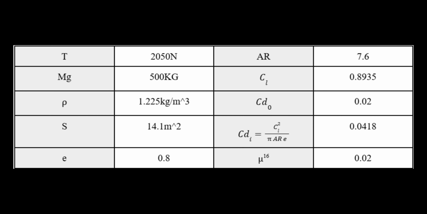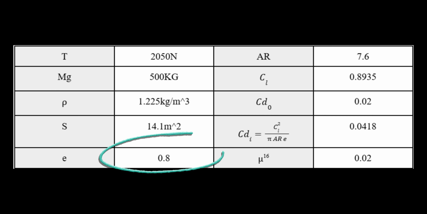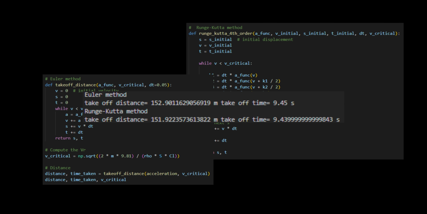For the ground friction coefficient, I used 0.02, representative of a concrete asphalt runway. The Oswald efficiency factor generally ranges from 0.6 to 0.9. Considering my aspect ratio of 7.6, I selected 0.8. The results show that the aircraft's takeoff time is about 9.45 seconds and a takeoff distance of around 150 meters.